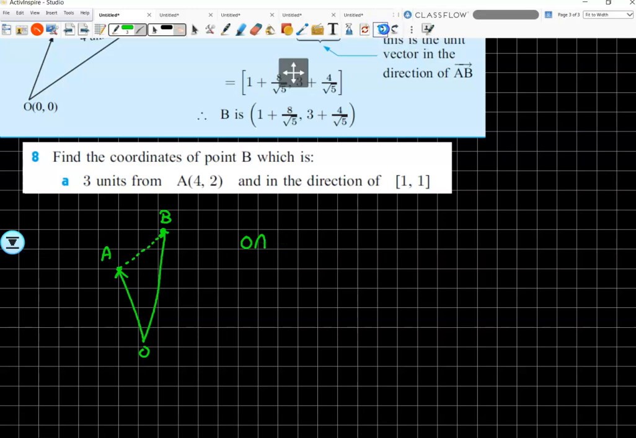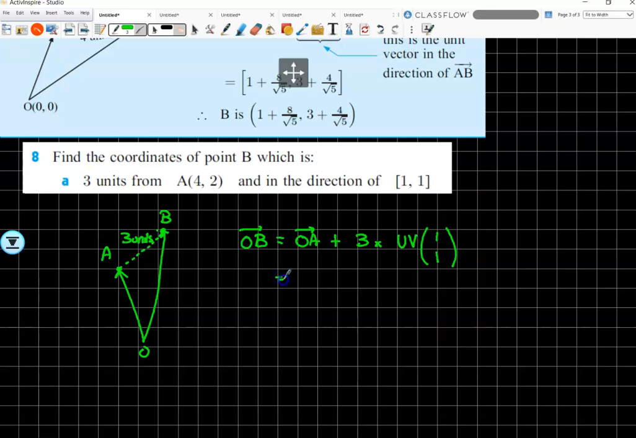So OB, O to B, will equal OA. Yes? Plus, now how far are we going? 3 units. So I don't know how you write this, but I'm going to go 3 times the unit vector of 1, 1, just so I know what's going on. Does that make sense?